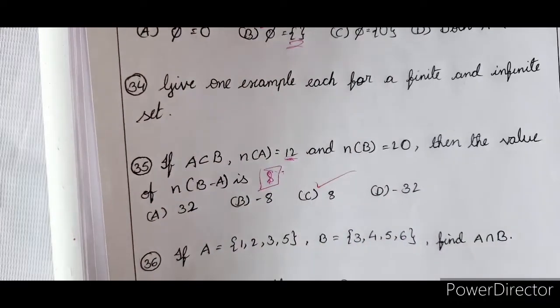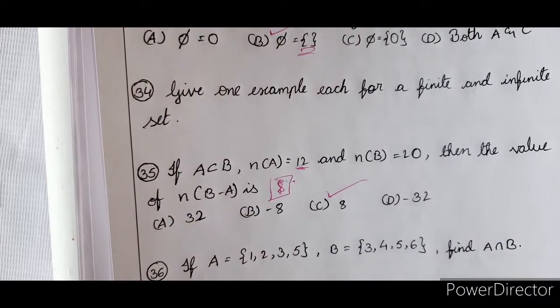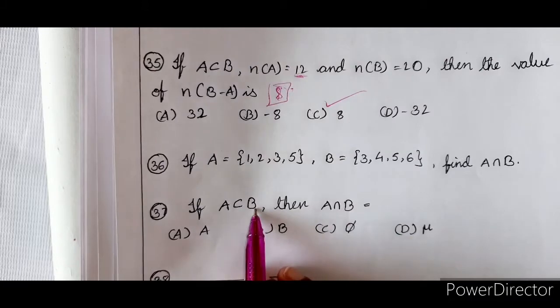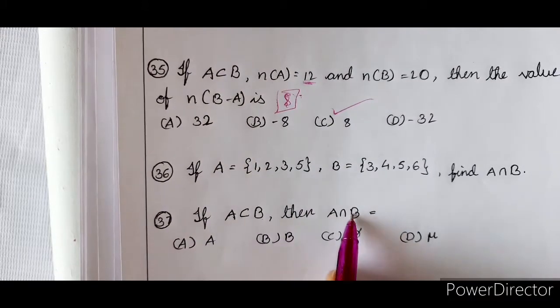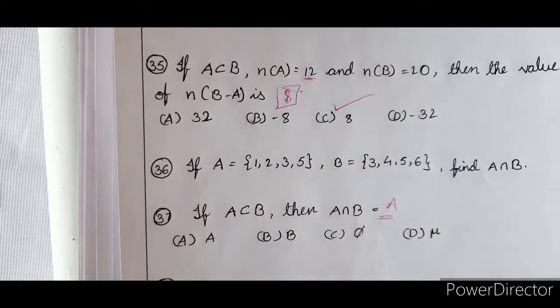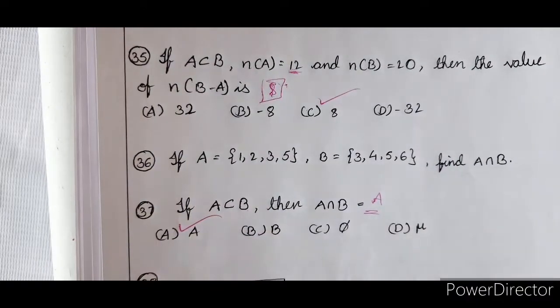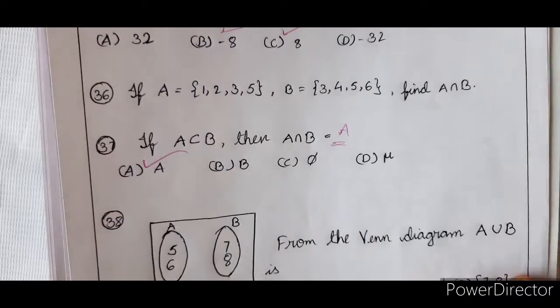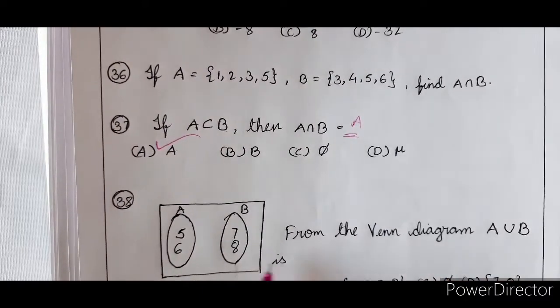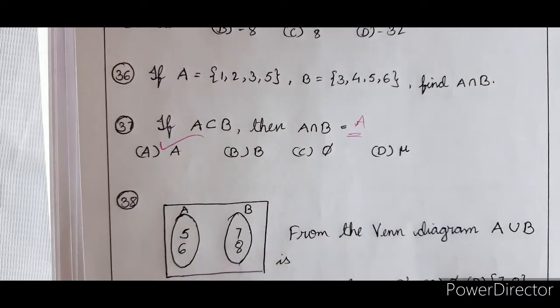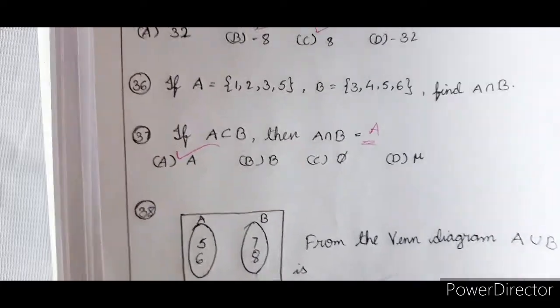If A and B, find A intersection B. That you can do. A is a proper subset of B. Then A intersection B is A. What is that? A. Right. A, B disjoint sets from the Venn diagram. A union B is complete. 5, 6, 7, 8.